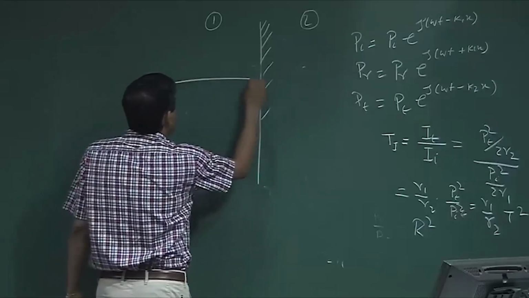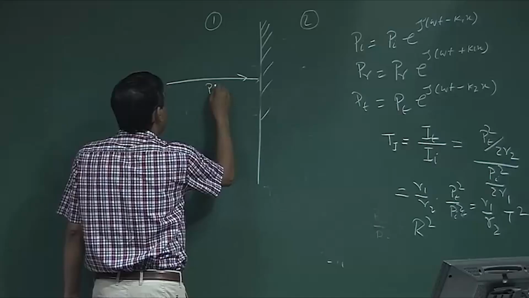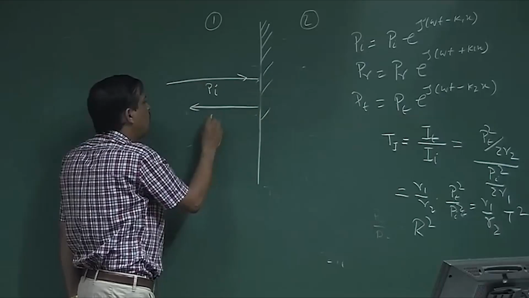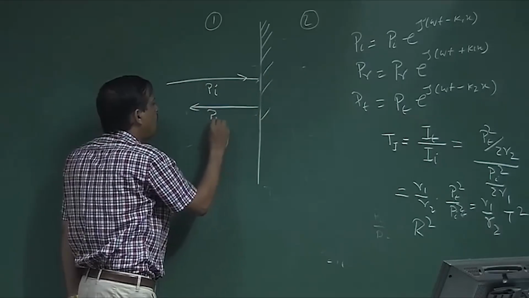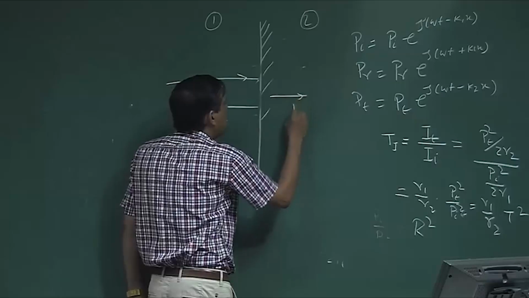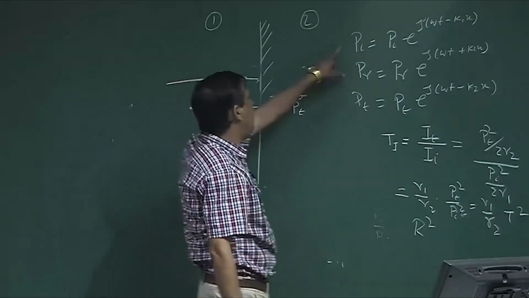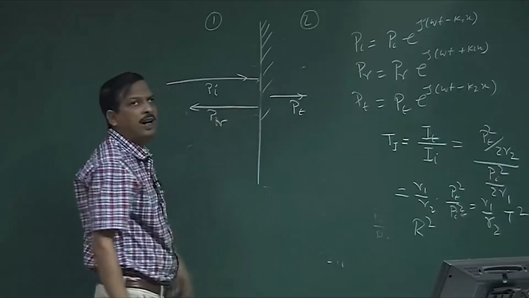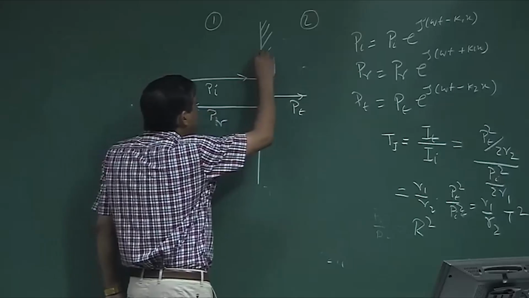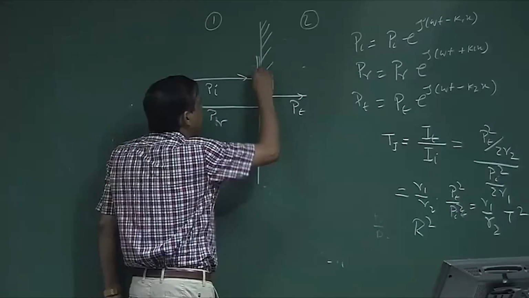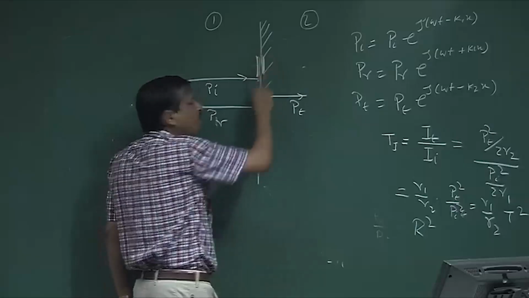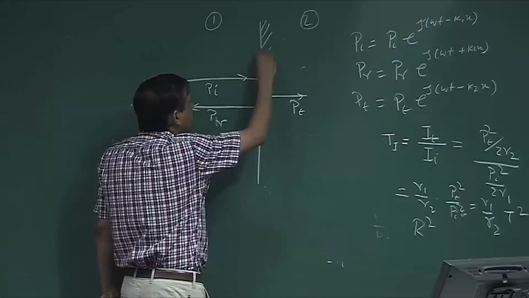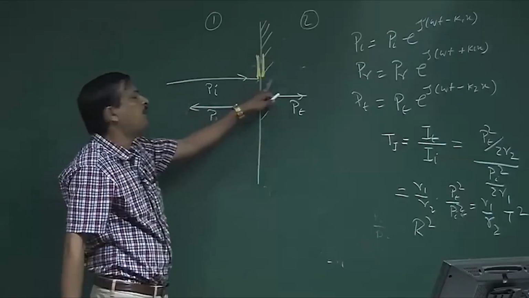I say that a pressure wave Pi is incident normally on the boundary. So, there will be a reflected wave PR, which is also normal to the boundary, and there will be a transmitted ray PT. So, I know Pi, PR and PT. Now, what is the boundary condition? At the boundary, the pressure on this side of the boundary must be equal to the pressure on the other side. Have you understood or not?